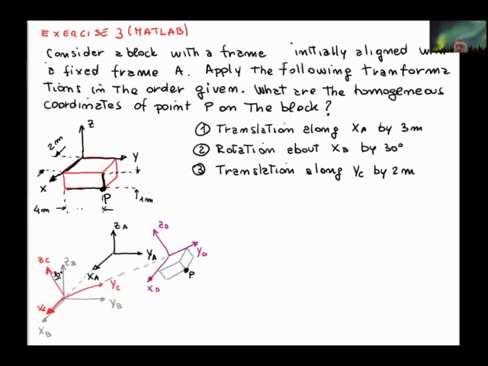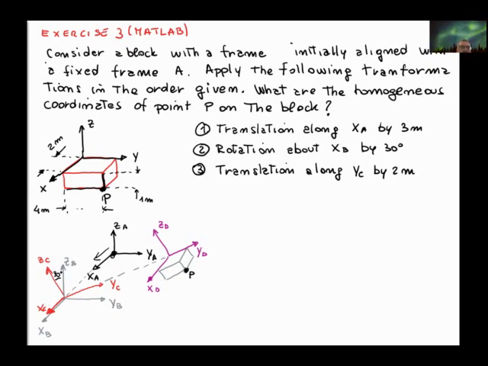First, we do the drawing. I think it's useful to understand. And we see the original frame A is here. Then we move along this X direction with a translation. So the frame B, which will be the result of the first transformation, is aligned with the frame A because we are considering only a pure translation.